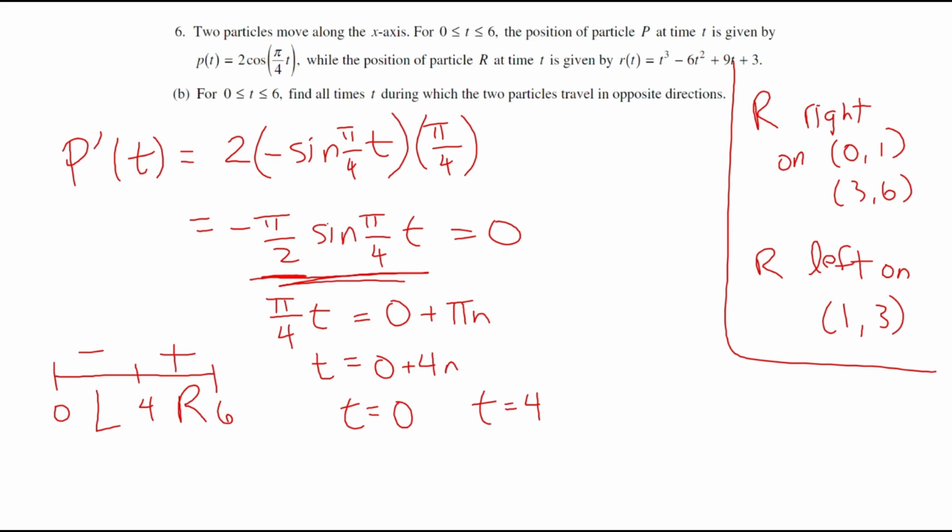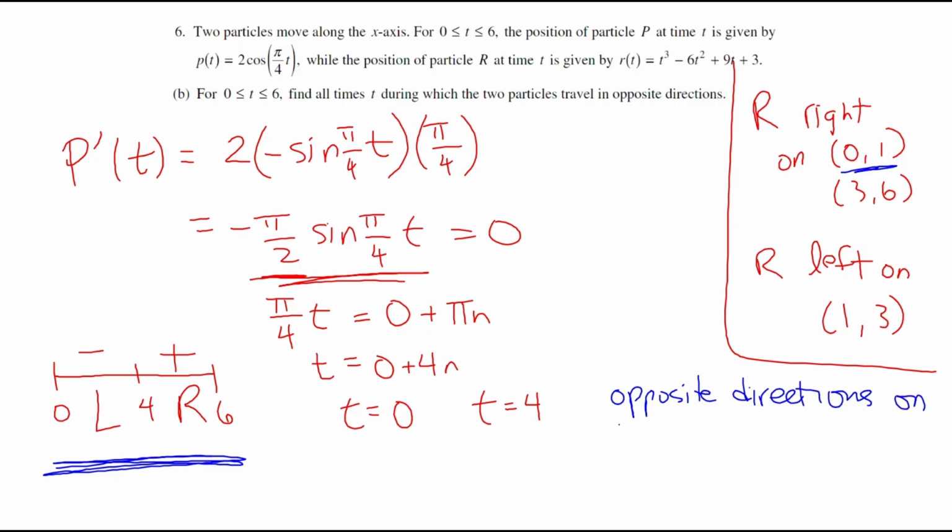So now we just need to do a little bit of a comparison here, right? We know that p is moving to the left on 0 to 4. Well, if we look over here, r is moving to the right on 0 to 1. So we're going to have opposite directions, first of all, on 0 to 1, because particle r is moving to the right and particle p is moving to the left. And then again, from 3 to 4, particle p is moving left, but particle r is moving to the right.